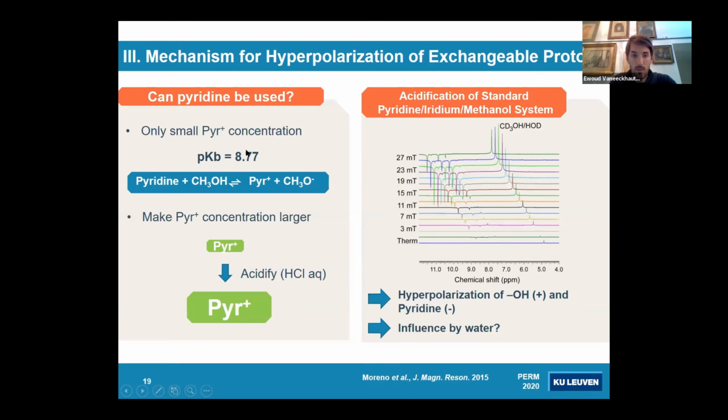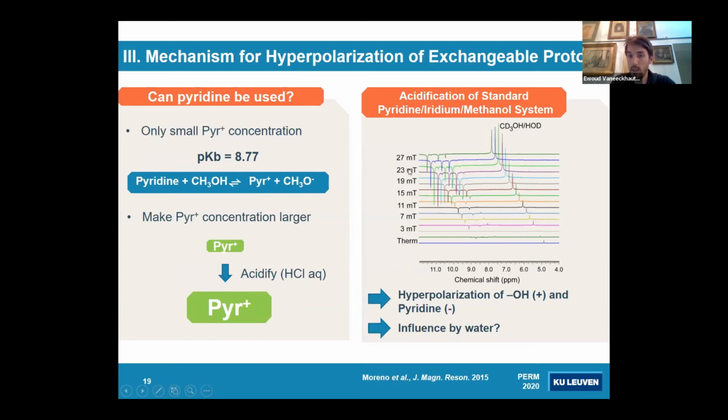In a normal situation, the difference in pKb for pyridine, from 4 to 8.77, is quite high. So this pyridinium ion, PyH+, is not that large in the system. So what these researchers did is ask, what if we acidify the system? They did it with an aqueous HCl solution. If you acidify this, you make this quantity much bigger.